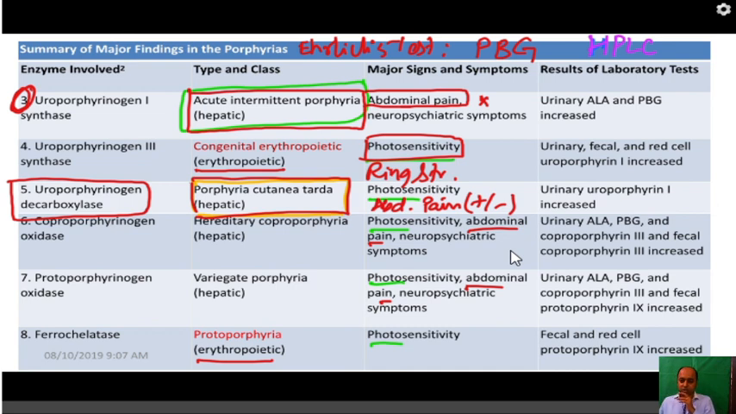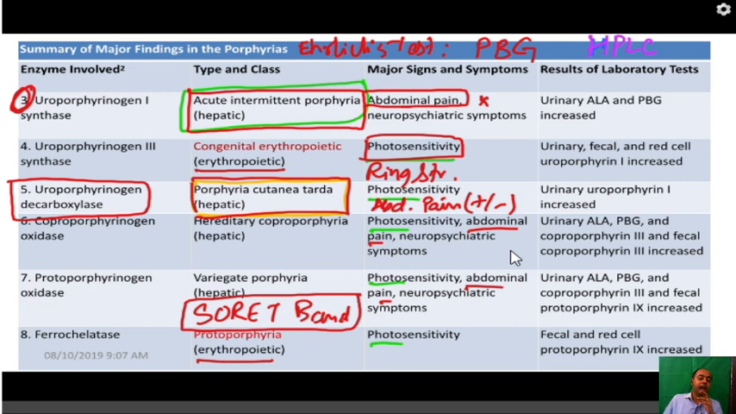In addition, I mentioned some common features. I told you about the test that we performed, the Ehrlich test and the HPLC, and we had also talked about something known as the Soret band. So these are some of the points that you should know about the porphyrias. In addition, remember that iron will interfere with the formation of heme, and intermediates of heme synthesis may be precipitated in that condition.